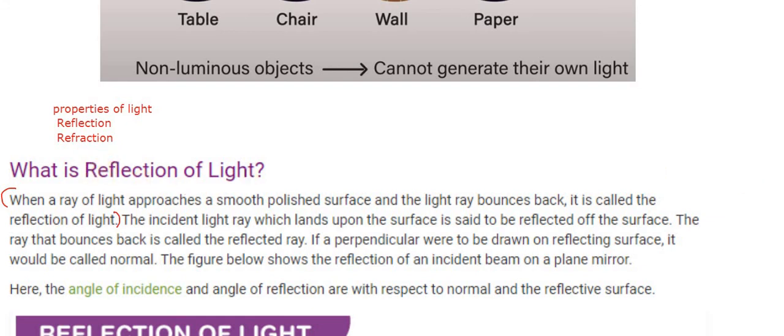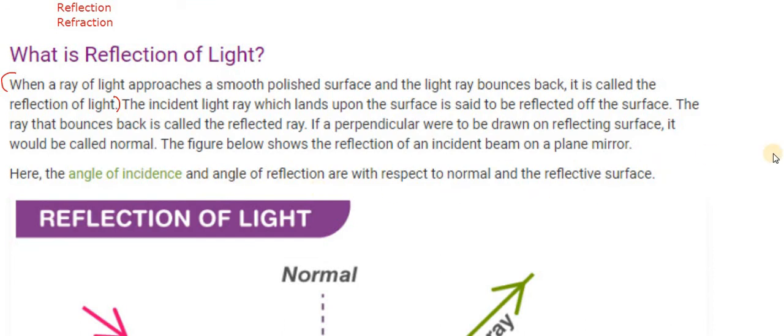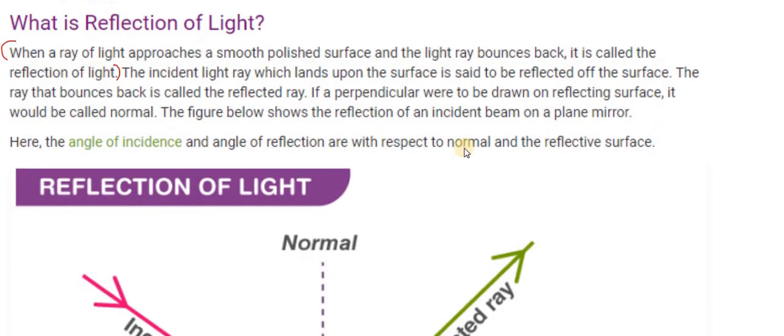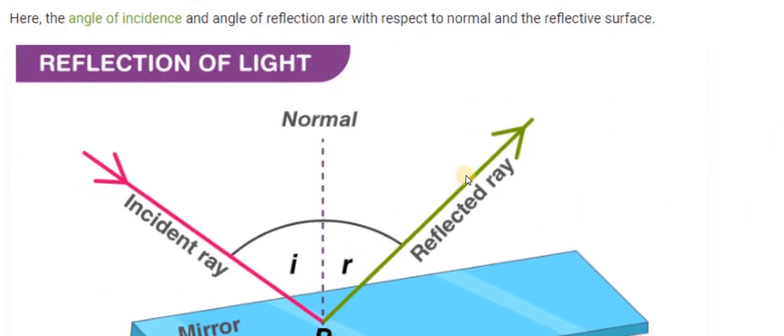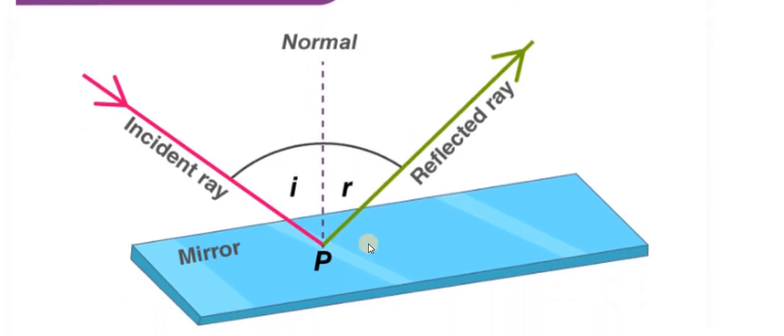And what do you mean by reflection of light? With a diagram: when a light ray falls on a smooth polished surface, the light ray bounces back. It is called reflection of light. One is known as the incident ray, the other is the reflected ray, this line is known as the normal, and this P is the point of contact on the surface. I hope all of you do this.